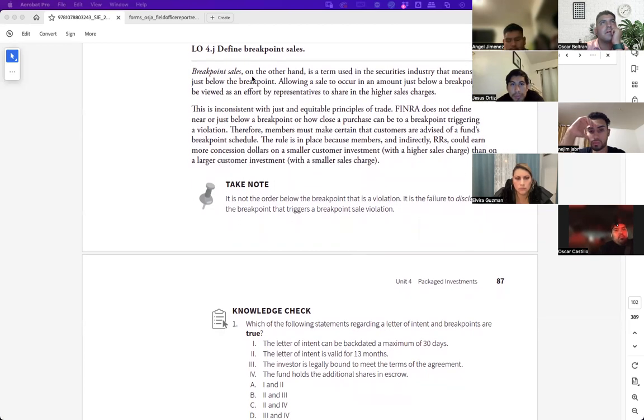Here it is. Breakpoint sales. It is a term used in the securities industry that means sales just below the breakpoint. Allowing a sale to come in just below a breakpoint can be viewed as an effort by representatives to share in the higher sales charges.